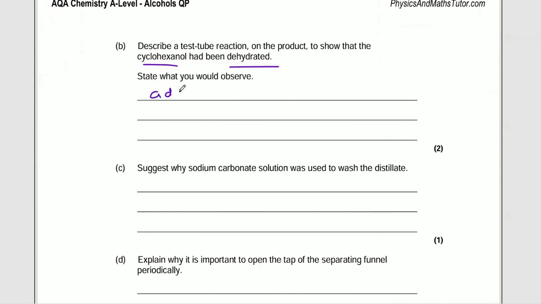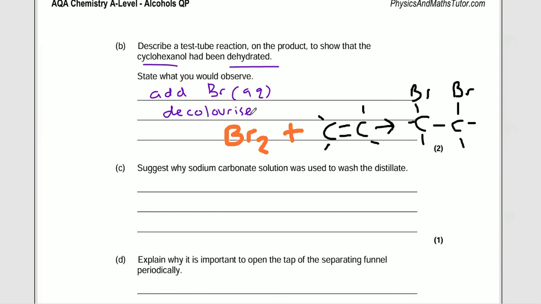So you could write Br2(aq), or you could just say bromine water, or you could just say add bromine, because you could do it in a fume cupboard, because bromine vapors are a little bit dangerous. So you can use bromine water, and it decolorizes from orange to colorless, as the bromine adds across the double bond.